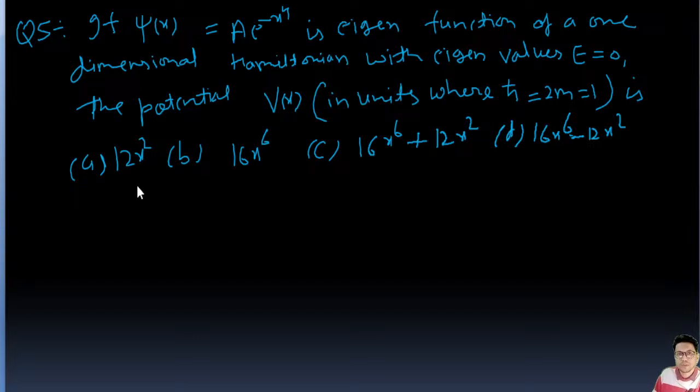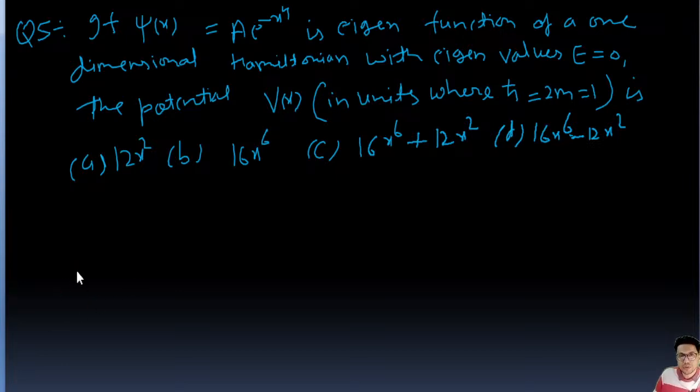So this is a very good question, okay. The question is, the psi x is given, the wave function, psi x equal to e to the power minus x to the power 4, is an eigenfunction of a one dimensional Hamiltonian with eigenvalue equal to 0. The potential Vx in units h cut equal to 2m equal to 1 is, okay. So you need to find out the potential. So we'll use the Schrodinger equation here, guys, okay.